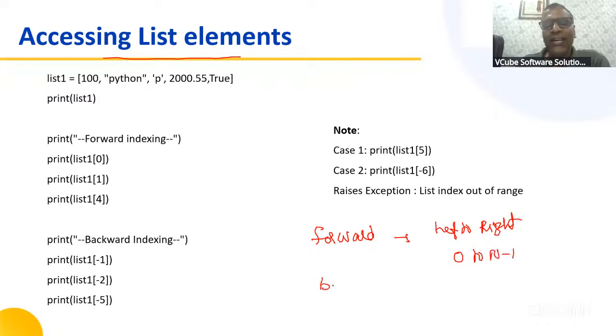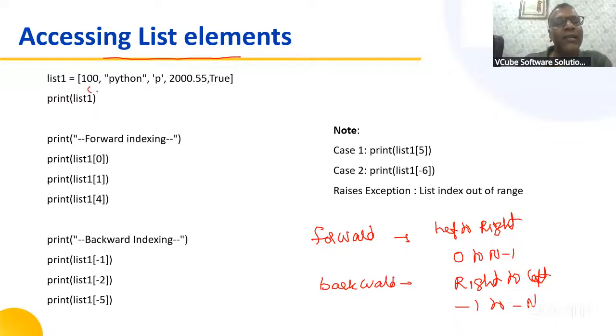If you want to read the data in the backward direction, like Urdu people read their data from right to left, the rule is -1 to -n. So if you ask me the indexing of this data, 0, 1, 2, 3, 4 is nothing but forward indexing. And -1, -2, -3, -4, -5 are called backward indexing.